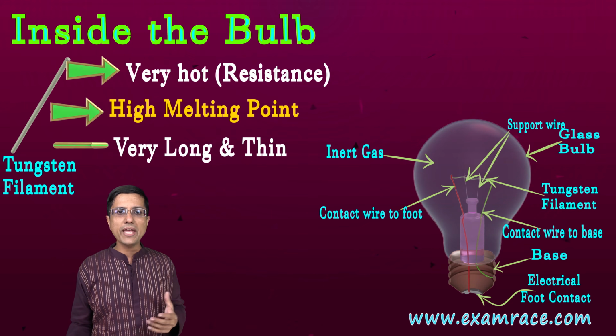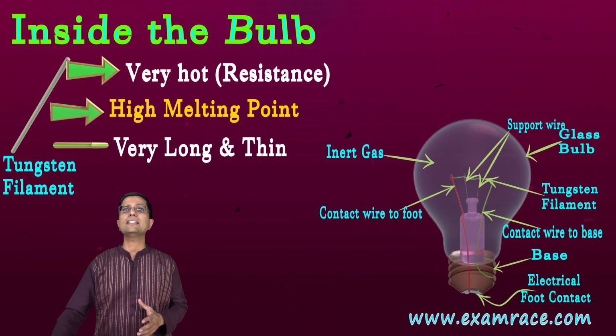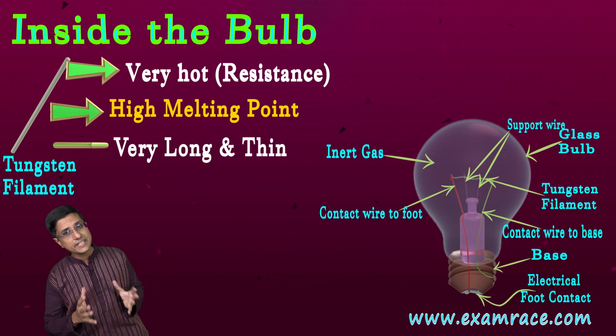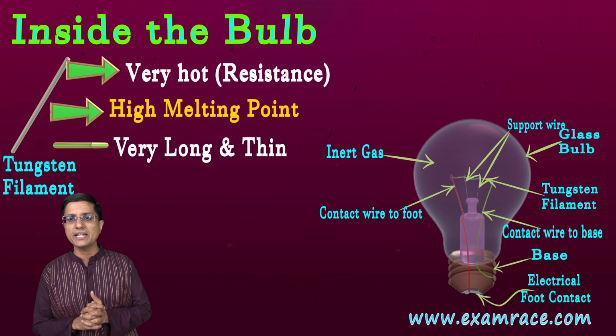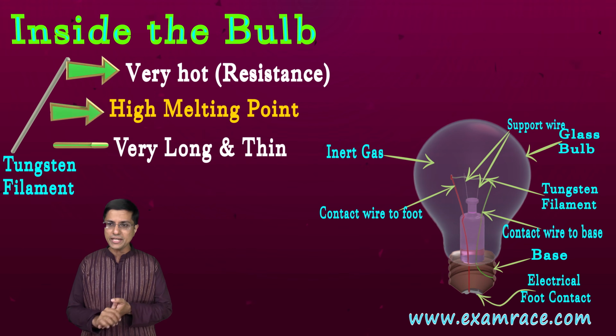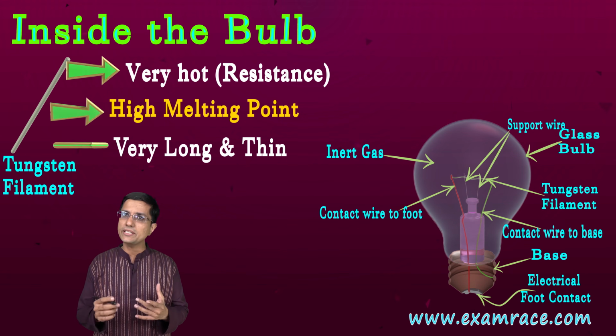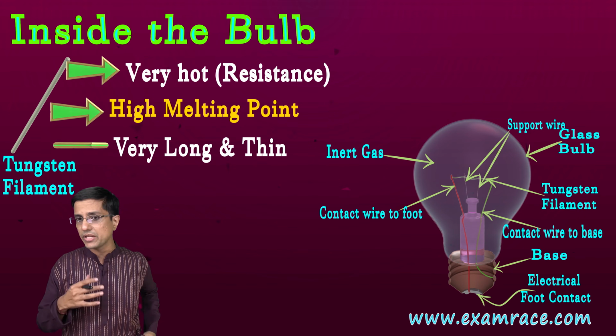So we need to make a filament of a material which has high resistance, and at the same time has a very high melting point. And a good choice for such a material is tungsten. So tungsten is what is used to make the filament of the electric bulb.